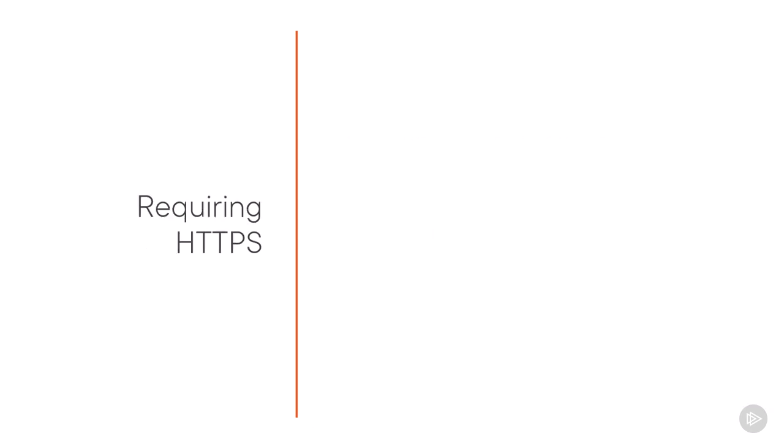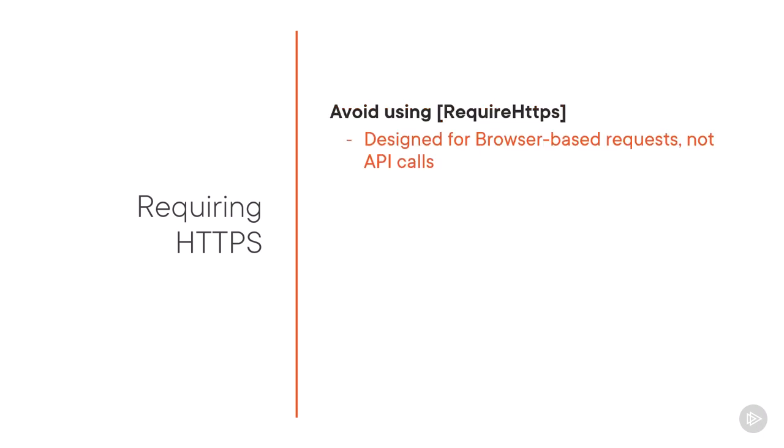For most APIs that are not sitting behind a proxy server, you should be requiring HTTPS. ASP.NET Core has a RequireHttps attribute, but it is designed for browsers and is not well suited for APIs. You should avoid using it for your API projects and controllers because it relies on URL redirection to work. It returns a 302 Found and expects that the browser will follow that to the secure option.